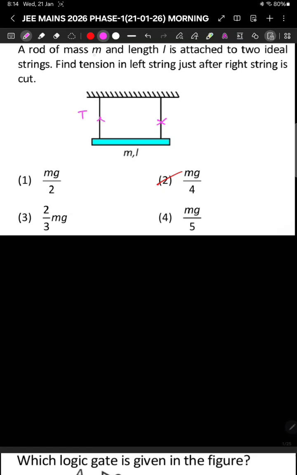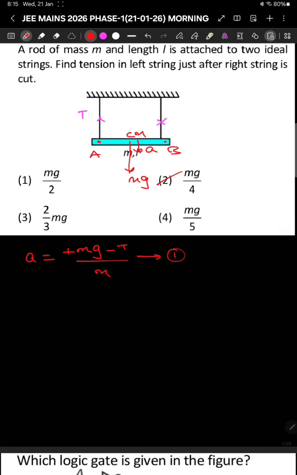If you draw the free body diagram, the weight of the rod always acts downwards, at the center of mass of the rod. Let us take its acceleration as some a. Now acceleration will be equal to the force in the same direction of acceleration, plus mg, and opposite to acceleration it becomes minus T, divided by mass m. Equation 1.